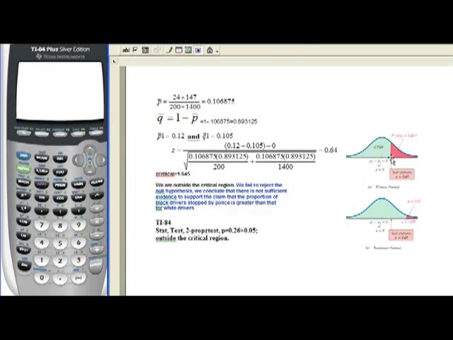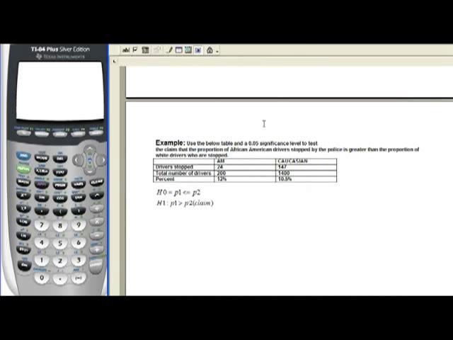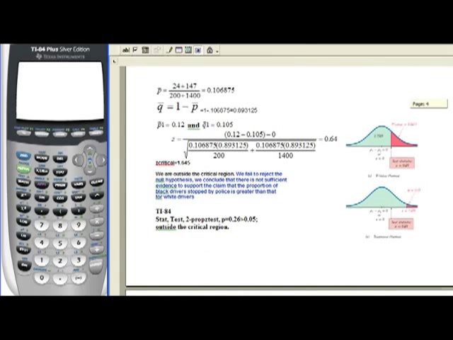If I get 0.64, I'm around here. That means I am outside the critical region. So that means we fail to reject H null. What was H null? Right here, that it's less than or equal to. Failed to reject that. We conclude that there is not sufficient evidence to support the claim that the proportion of black drivers stopped by the police is greater than the white drivers. So in other words, I cannot really rule that out.